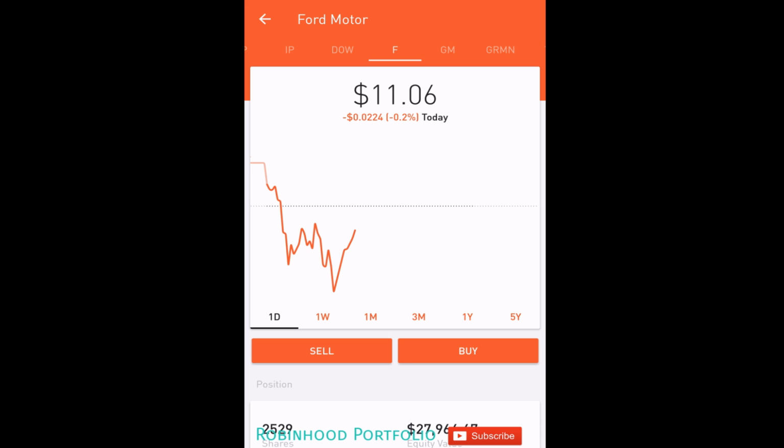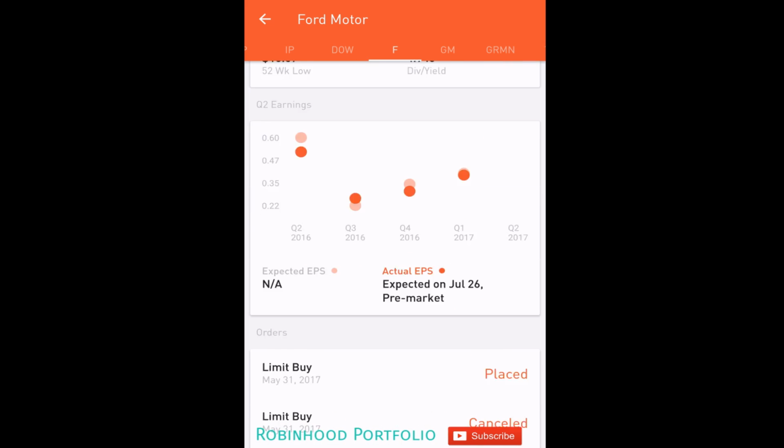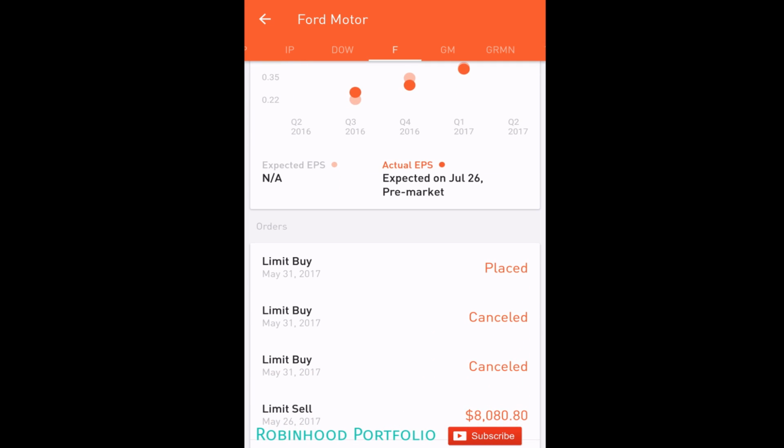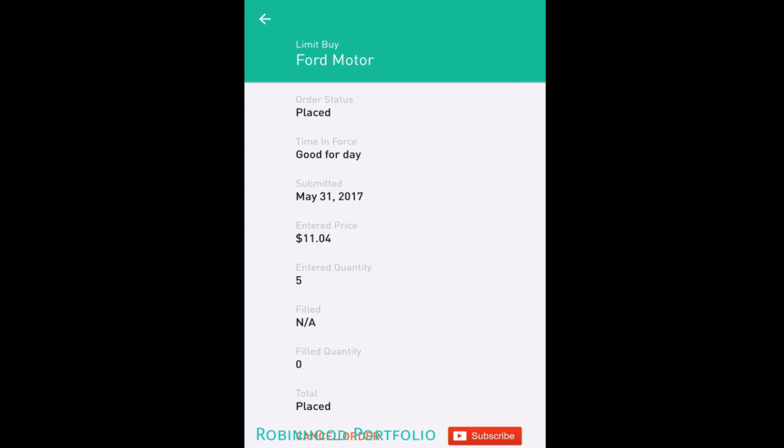Let's see here, E-Trade 11.055, Vanguard 11.055 as well. So let's go ahead and cancel that again. And that's another great part about Robinhood here. You can go in and cancel these as much as you want. Let's cancel the order again.